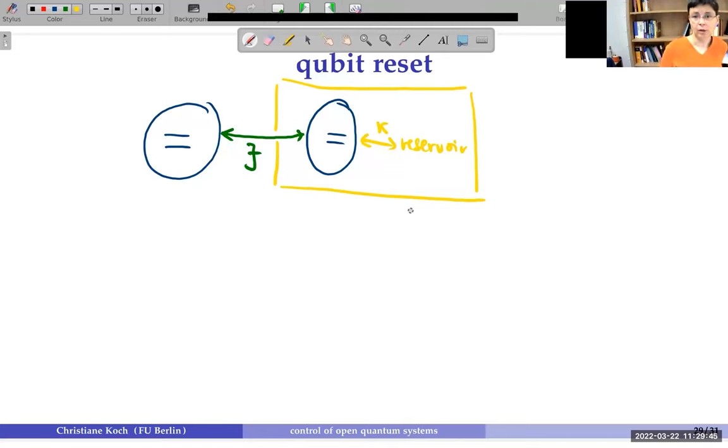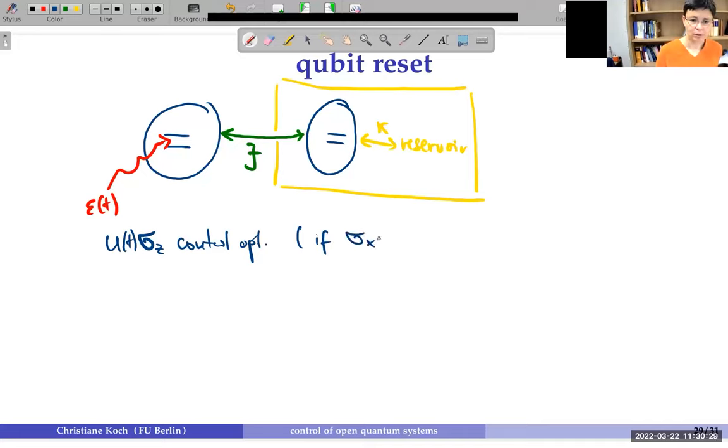And then the question is, and this can be answered with optimal control, what is the fastest way to reset this qubit? And the reason why we split the environment into a strongly coupled mode and the weakly coupled rest is because this is already hinting at how to do the protocol. And it turns out that if we check different ways of control, so here we have our external control, then sigma z control is optimal, if we have sigma x coupling with this coupling rate J, and the reset time is given also by this coupling constant J.